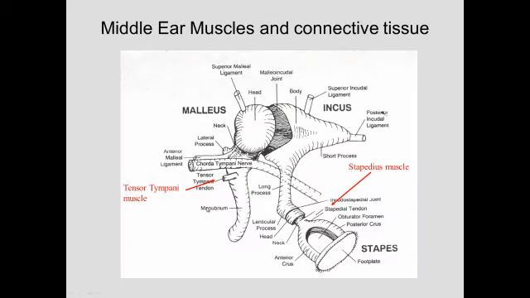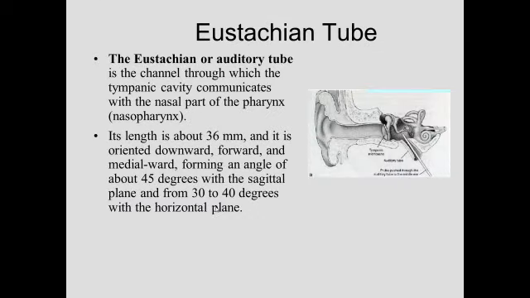Here's just another way to look at it. This drawing is perhaps a little bit clearer than the other one. Again, we're talking about a system of bones that conduct energy from one place to another, and when we modify the physical characteristics of that system by stiffening it, we modify the effectiveness with which it transmits its energy from the eardrum into the inner ear or the cochlea.